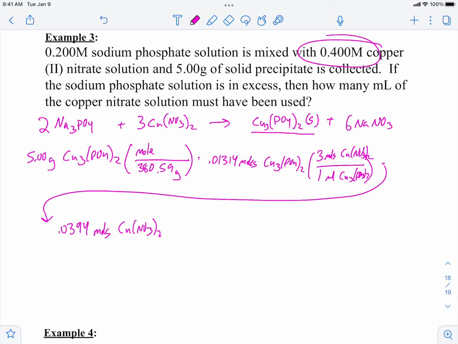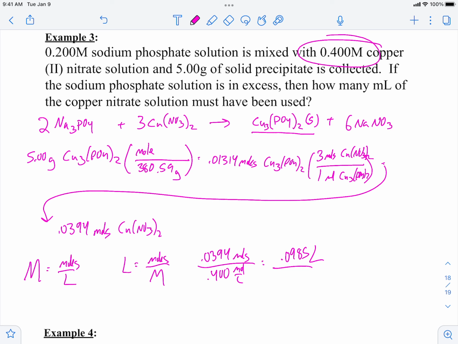Okay, now we are at a familiar point because now we have the moles and we have molarity. When you have moles and you have molarity, you can find volume. So 0.0394 moles divided by 0.400 moles per liter gives me 0.0985 liters. And technically they're asking for milliliters, so there's 1,000 milliliters in a liter, so 98.5 milliliters. The last part being the trickiest. Does that make sense now, though?